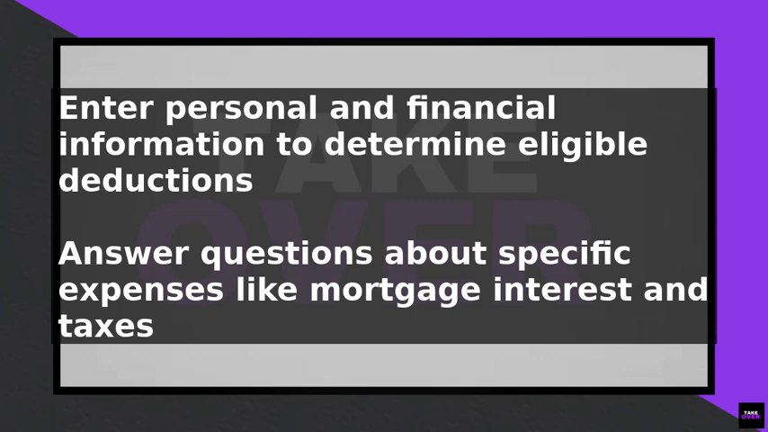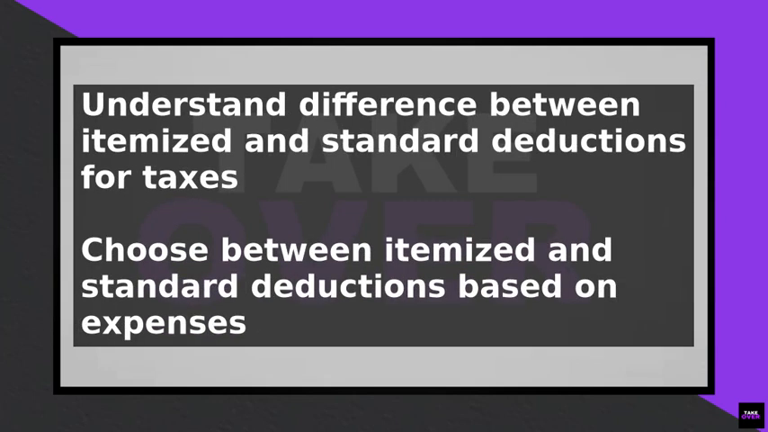One key concept to understand is the difference between itemized deductions and the standard deduction. Itemized deductions allow you to claim specific expenses, while the standard deduction is a fixed amount that varies based on your filing status. H&R Block will help you determine which option is best for your situation.